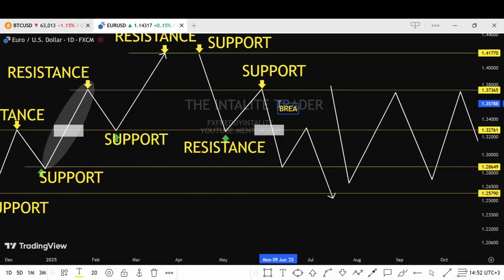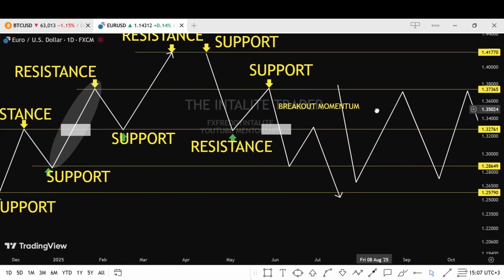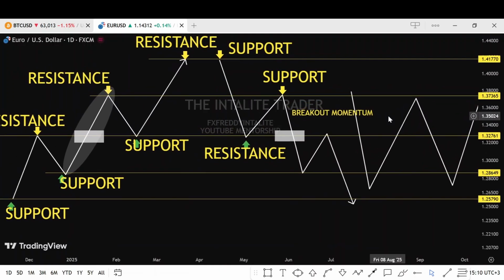Breakout momentum, which tells you price is in a strong moving downtrend. This is called breakout momentum. If you remember break of structure, and if you don't remember, kindly go and watch the video we had at last. If I remember, I'll put it here. So that one is called breakout momentum or break of structure.